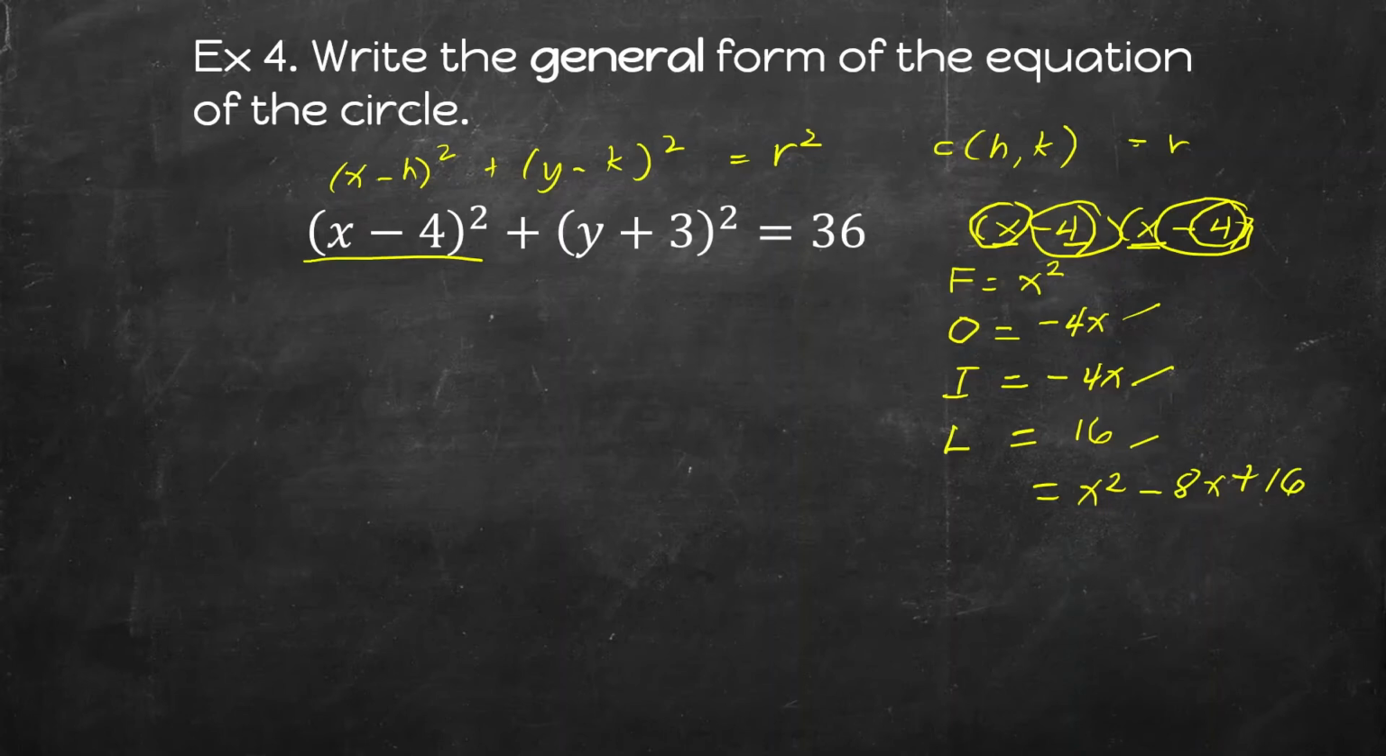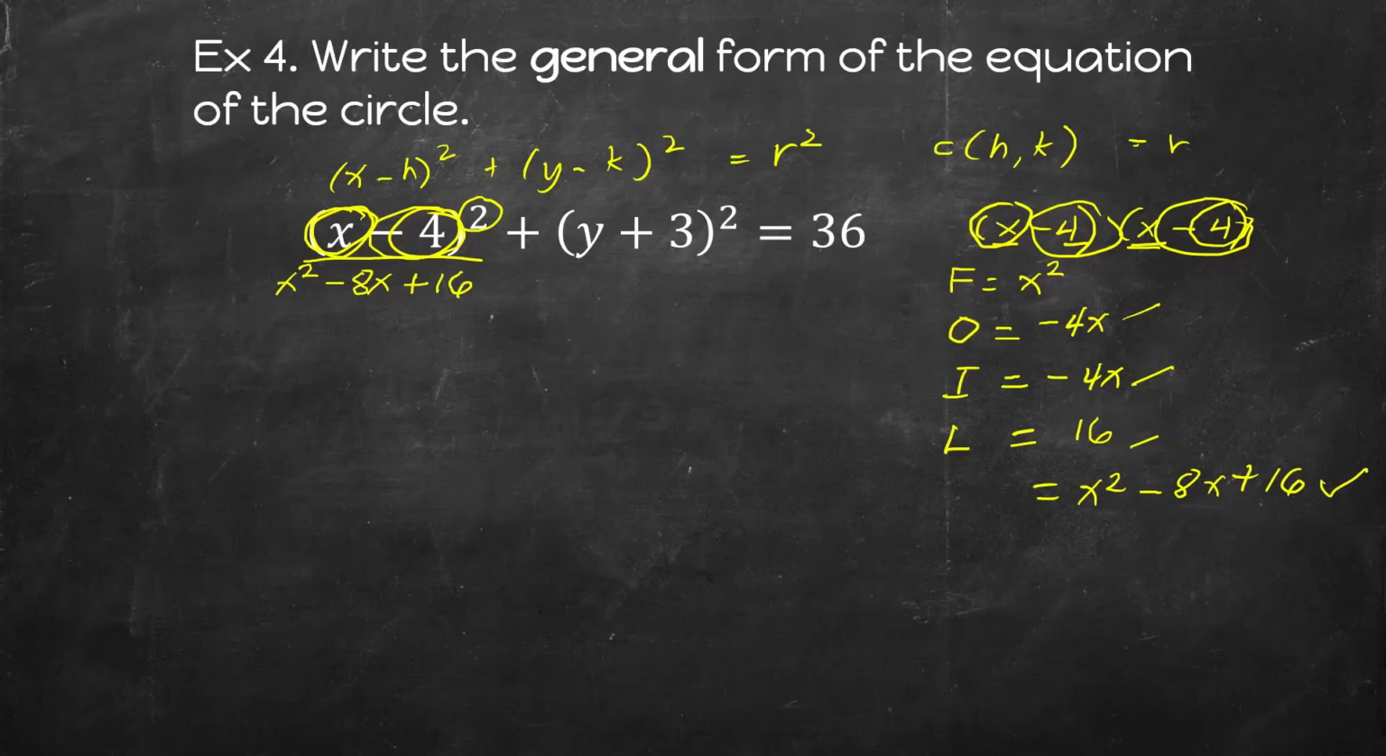Or, pwede rin natin siyang gawin ganito para mas madali sa inyo. Una, square mo tong first term. Multiply mo to, ito, at ito. So, x times negative 4 is negative 4x times 2 is negative 8x. Pwede yun. And then, square mo lang tong nasa dulo. Negative 4 times negative 4 is positive 16. So, ayun na din siya, kamukha na din.